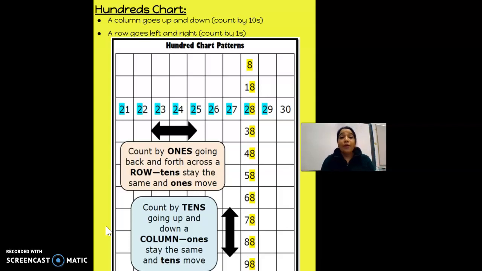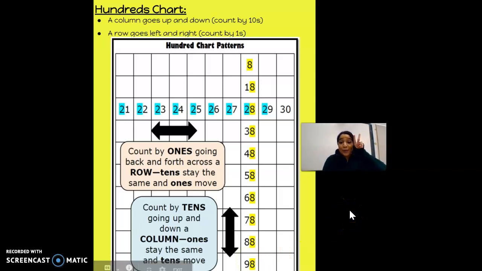And then also a very important thing to remember when counting by tens and going up and down in our hundreds chart, our ones stay the same. Do you remember that? Remember what we reviewed yesterday? Our ones stay the same when we are counting by tens, going up and down in our column. So right here in these numbers that are highlighted yellow, we can see that the ones place stays the same. We still have 8 ones, even if we have 10 more or 10 less. We still have the same amount of ones.